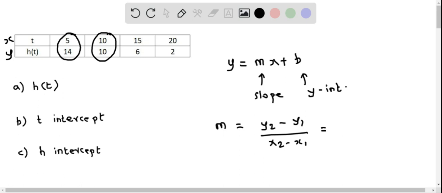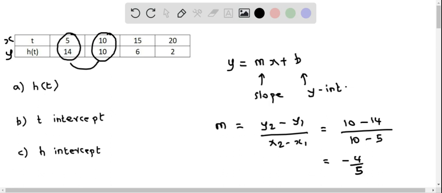So I plug into this formula: y2 minus y1, so these are all y's, that is 10 minus 14, over x2 minus x1, where x2 is 10 and x1 is 5. So this gives negative 4 fifths. This is the slope of the equation.